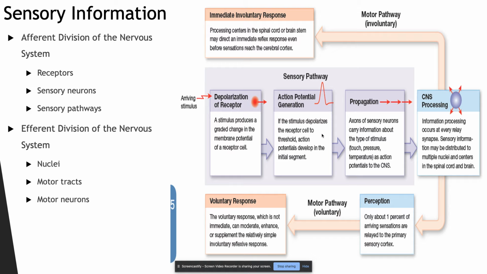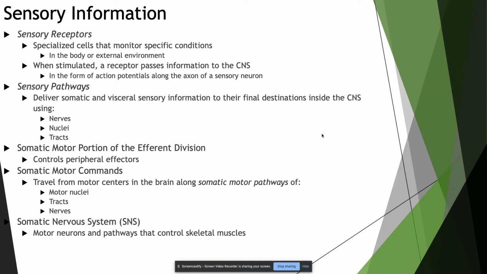So starting with some of the sensory information, there are some afferent divisions of the nervous system. Those include the receptors, the sensory neurons, the sensory pathways, and the efferent divisions of the nervous system, which include the nuclei, the motor tracts, and the motor neurons. So sensory receptors are specialized cells or cell processes that monitor specific conditions in the body or the external environment. When stimulated, a receptor passes information to the CNS in the form of action potentials along the axon of a sensory neuron. Each axon is part of the sensory pathway.